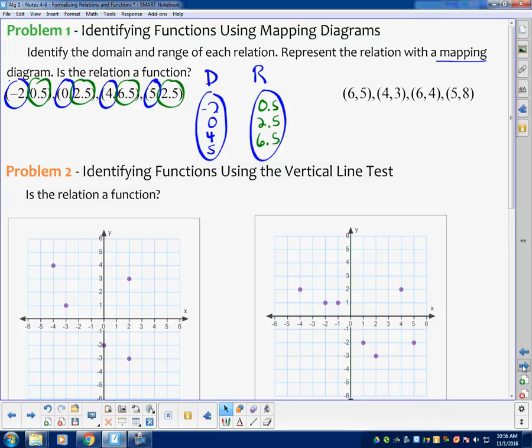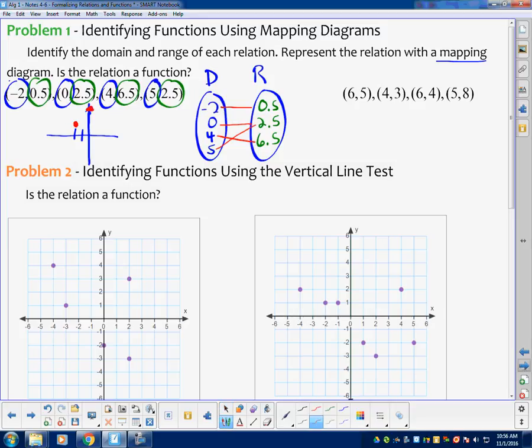Then I'm going to draw an arrow that matches each first coordinate with its second coordinate. So -2 goes with 0.5, 0 goes with 2.5, 4 goes with 6.5, and 5 goes with 2.5. And so if I were, just going back to the vertical line test, to plot these points, I have -2 and 0.5. So let's just say that's right there. I have 0 and 2.5. That might be somewhere up here.